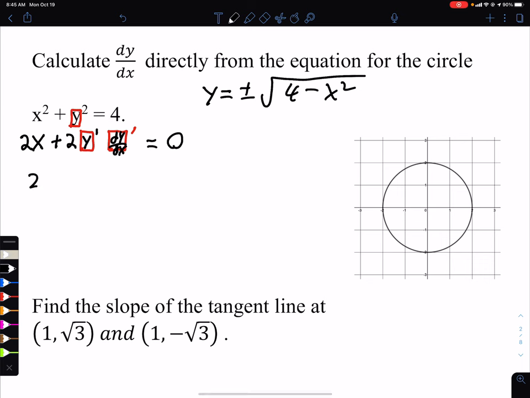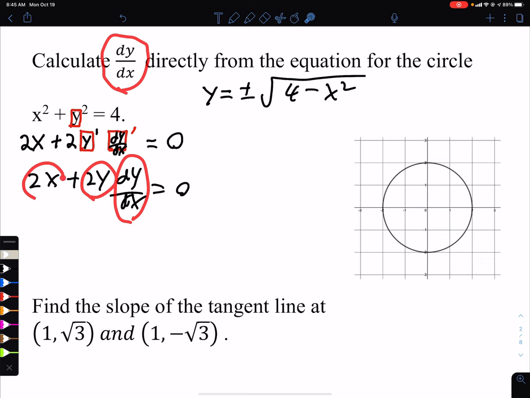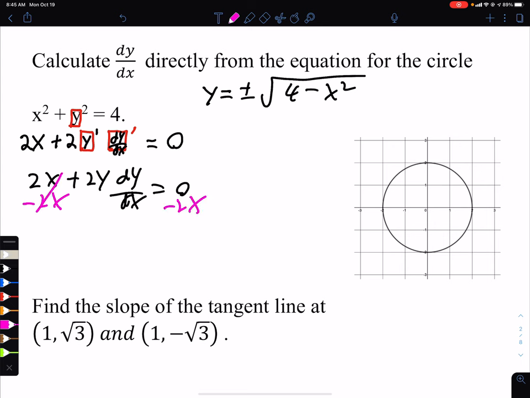So what do we have? 2x plus 2y dy/dx equals 0. And what is our goal? We want to know what dy/dx is. So we're going to isolate this. We need to get rid of those using basic algebra 1. So we will now subtract 2x from both sides to get rid of that. Those cancel. We get 2y dy/dx equals negative 2x.